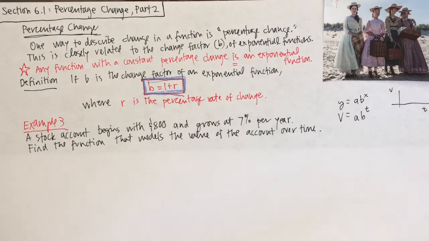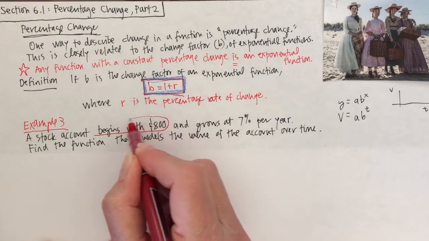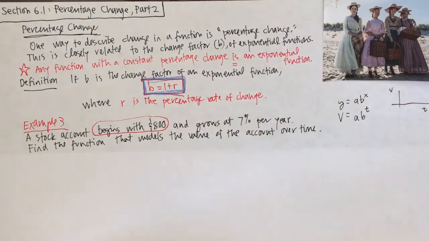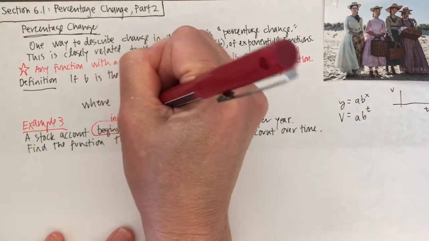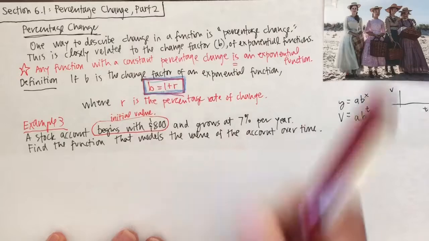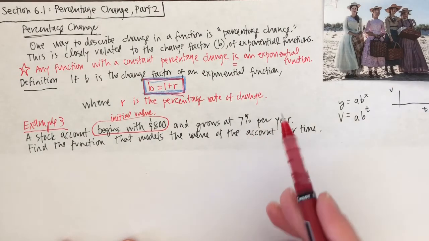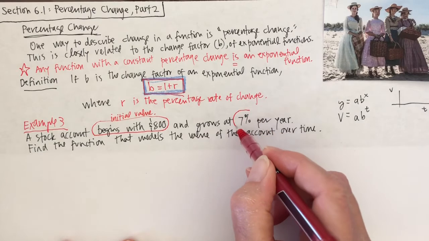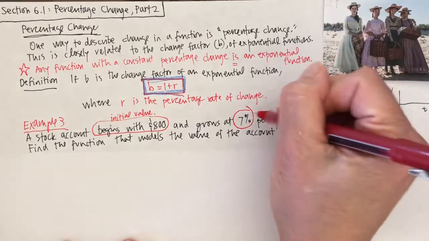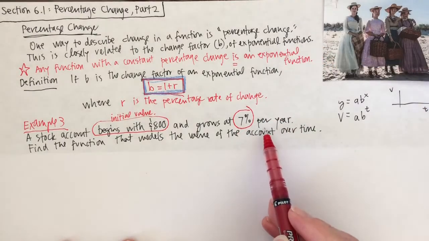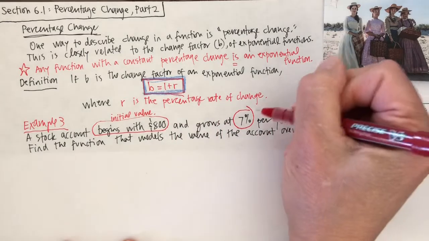And it looks like I have got some good information here. So when it says it begins with $800, you probably already figured out this is definitely the initial value. So that's just sitting there. And grows at 7% per year. Okay, so I asked myself, is this my B? No, but it's close to it. First of all, this tells me that it is going to be an exponential function. And this is actually R, the percentage rate of change.